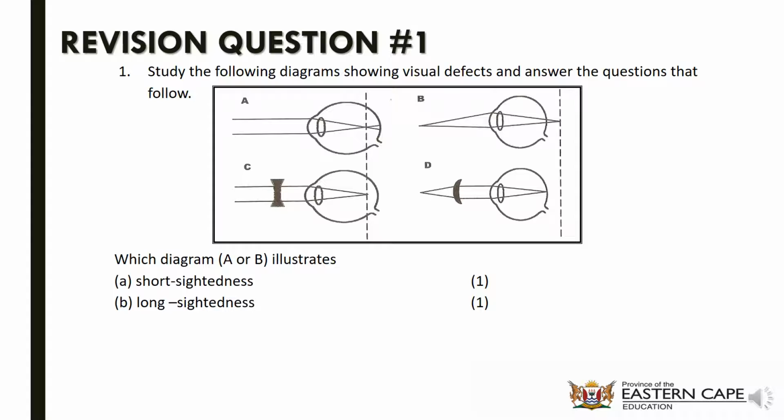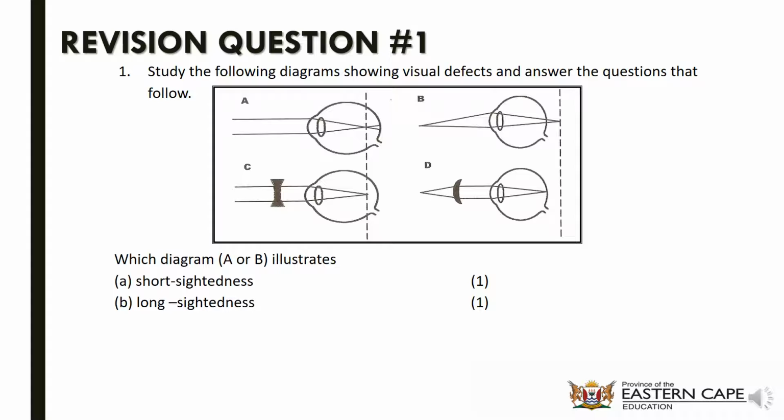So the question actually says, which diagram, A or B, illustrates A, short-sightedness, or B, long-sightedness? Think about it. Is it A or is it B? So let's look at short-sightedness. Which one illustrates short-sightedness? When you're short-sighted, you can see anything that's within 6 meters, that's nearby, but you cannot see anything that's further than 6 meters. Why? Because the image is going to be formed before the retina.